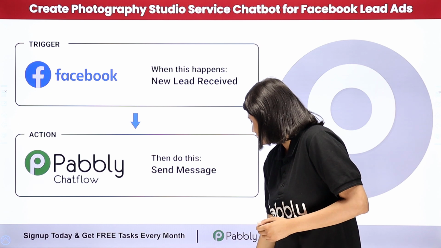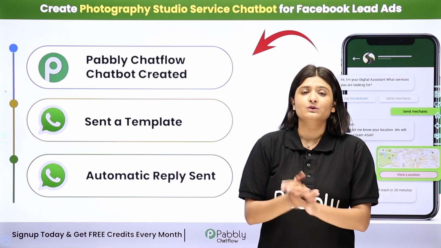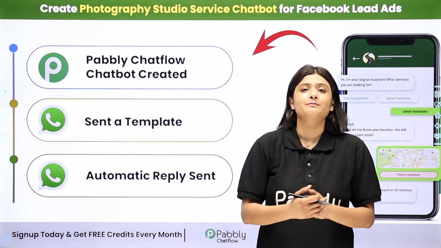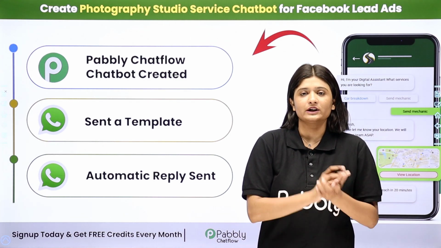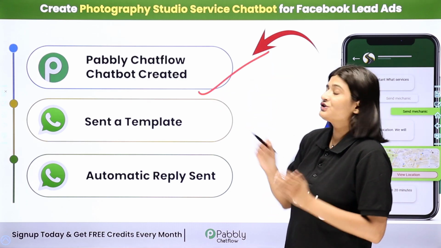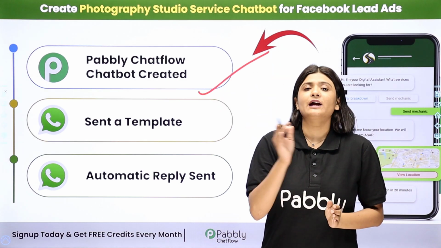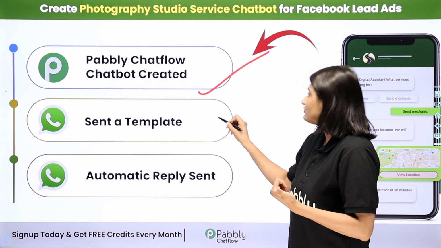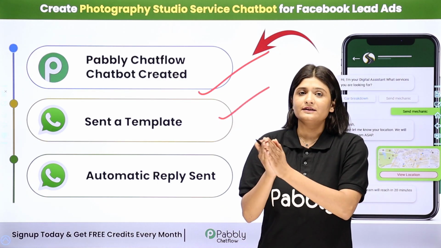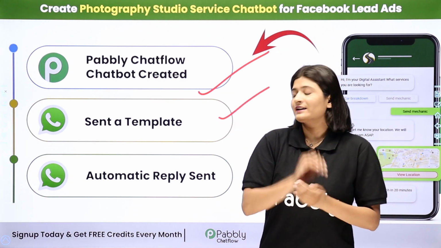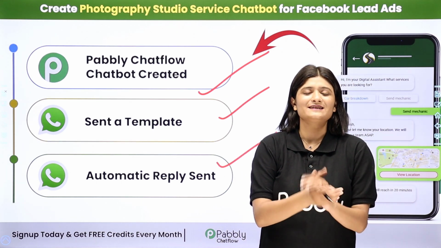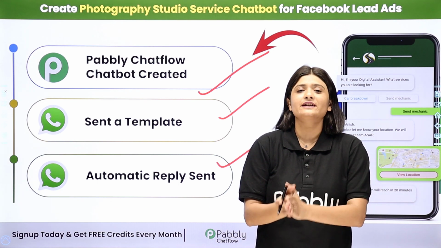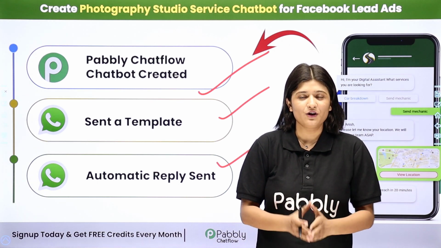Now Pabbly Chatflow is a newly launched application of Pabbly which helps us send automated WhatsApp messages to our customers or leads. With the help of this WhatsApp chatbot, I'm first going to create a chat flow or a chatbot in which I'm going to attach a template with quick reply buttons, and whenever my lead clicks on that quick reply button, an automatic reply is sent to them. Now, if you want to learn the step-by-step process of how you can create this WhatsApp chatbot, then let me take you all to my screen.